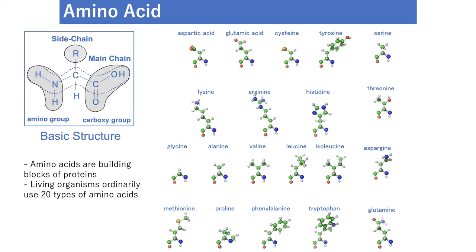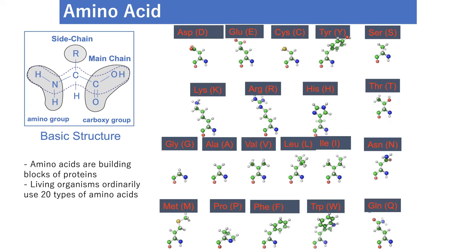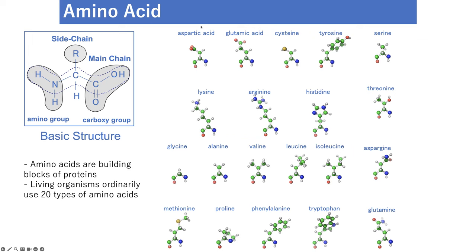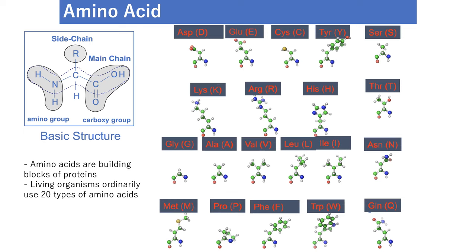Instead, the amino acid residues are expressed as a one-letter expression. So this is aspartic acid. Aspartic acid is expressed as D. Likewise, this is a glutamic acid. Glutamic acid is expressed as E. So each amino acid residue is expressed as a one-letter character.